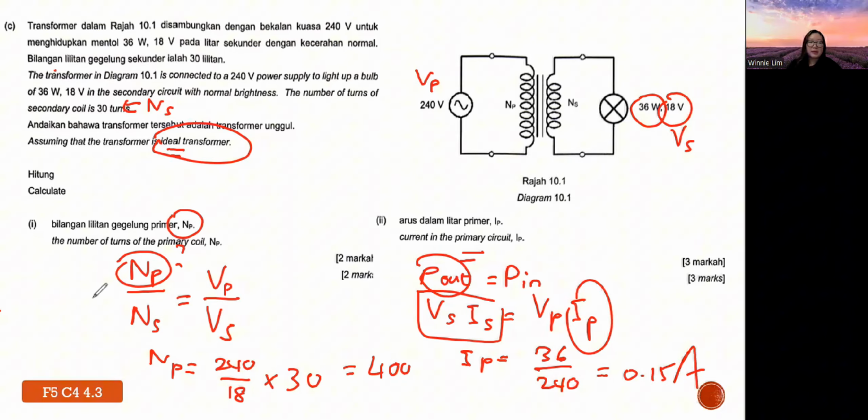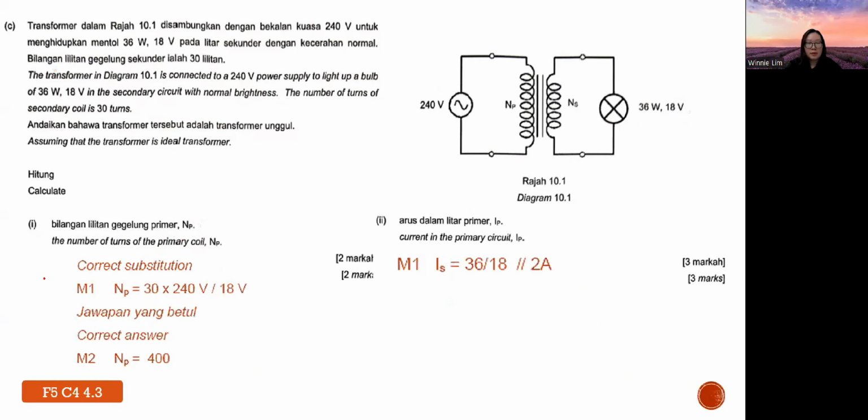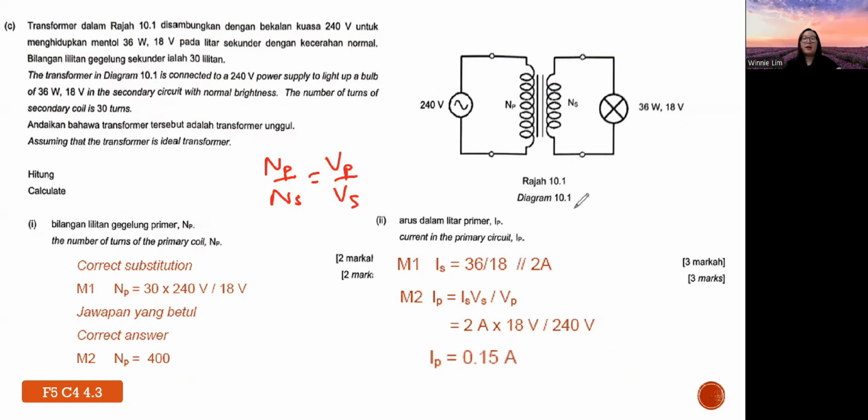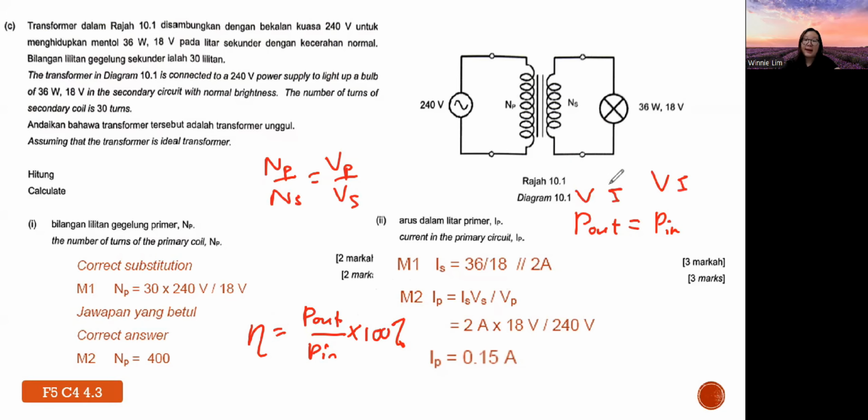Let's counter check the answer. Okay, so this is how you solve the questions. In transformer, we either use the formula like the teacher showed you just now, NP over NS equals VP over VS, and then the out over in concept, or one more formula which is efficiency. Efficiency is out over in times 100%. The out and in you can always change to the VI idea. So this is the idea. That's it. No other calculations are in transformer already.